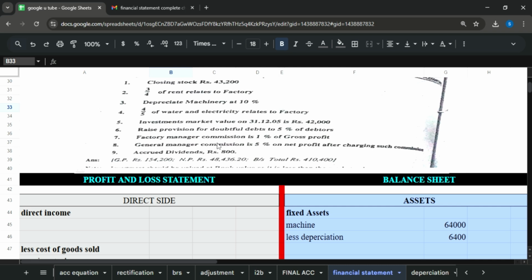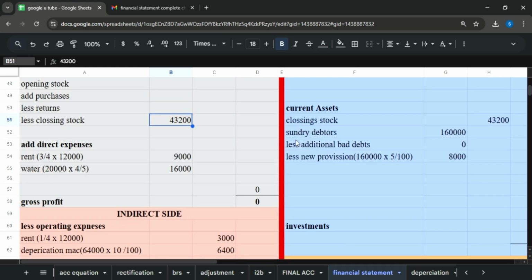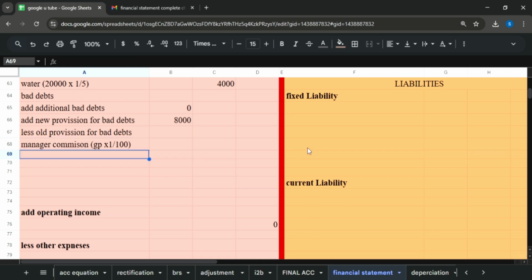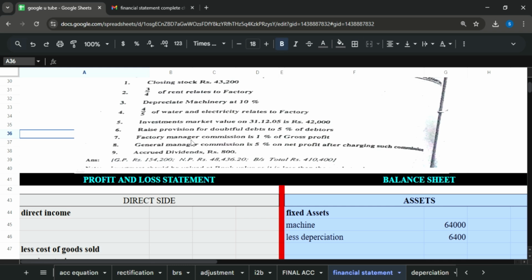Next, factory manager commission is 1% of gross profit. Gross profit is still to be calculated. So here you can write manager commission, and what you will have to do is GP gross profit multiply by 1 divided by 100. This is required to be done. And since you haven't calculated your gross profit, for that purpose you will wait. Next is general manager commission, 5% of net profit after charging. Yesterday we have understood it, but mainly I can repeat the procedure. You will have to wait for calculation of net profit. Look at this. It is 1% on gross profit and this is 5% on net profit. Both gross profit and net profit are still to be calculated, so we will wait.